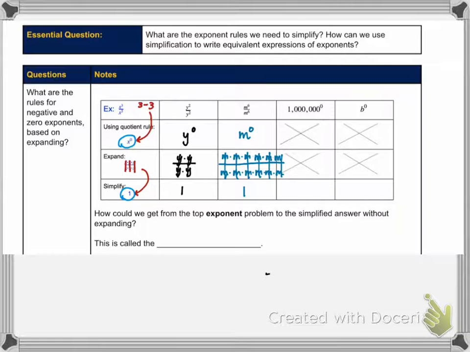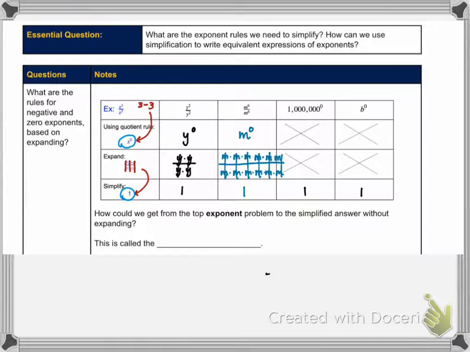You're going to see I showed the work for the next problem as well. 6 minus 6 on those m's is 0, and then expanding out to all 6 of those m's on the top and the bottom, again, gives me 1. So what's going to happen here is anything to the 0 power would work out this exact same way.